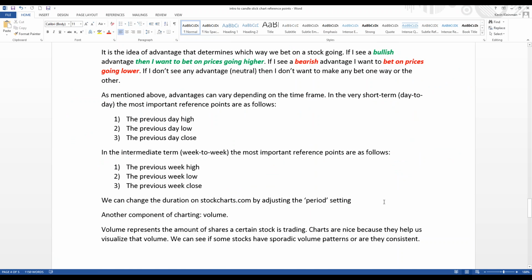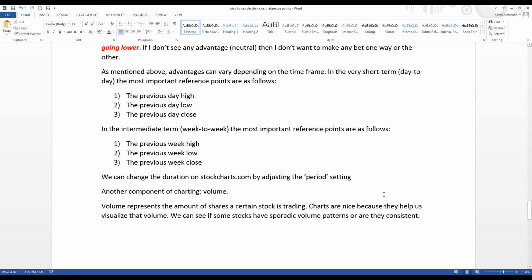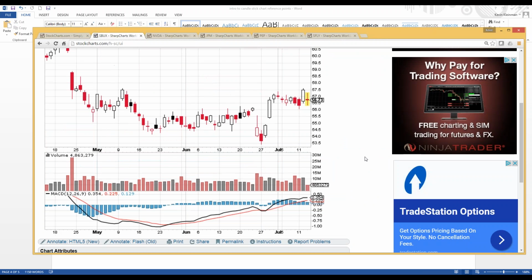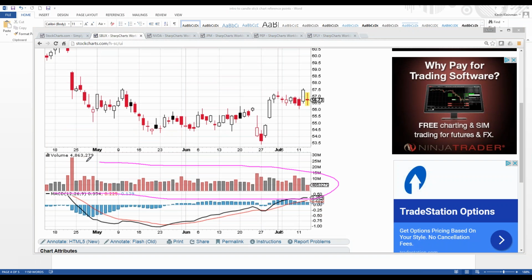Now, another component of charting is volume. Volume represents the amount of shares a certain stock is trading. Charts are nice because they help us visualize that volume, and we can see if some stocks have sporadic volume patterns or are they consistent. Like if we look at Starbucks, here's the volume down here, and it is pretty consistent. Generally about 10 million shares per day, somewhere around there.